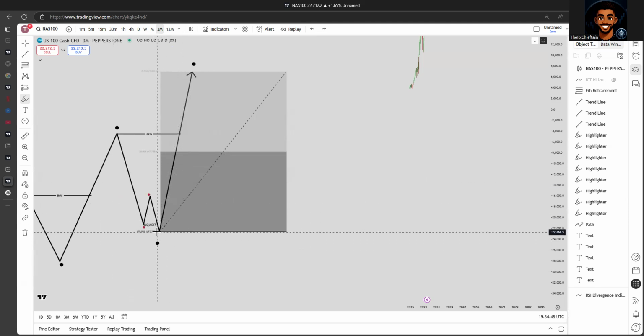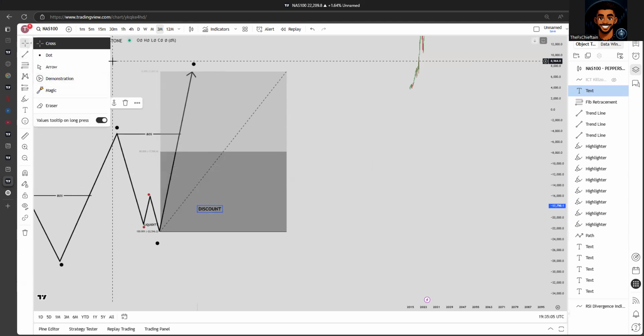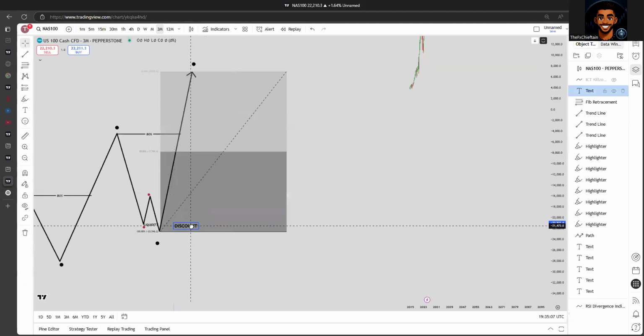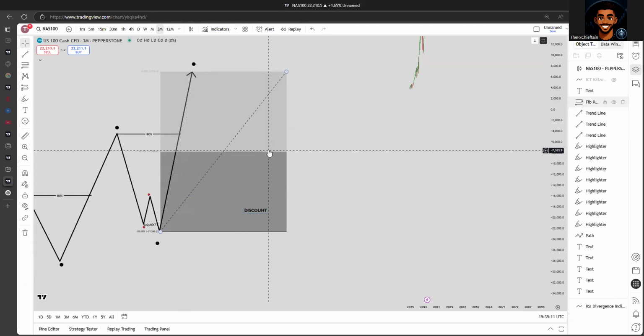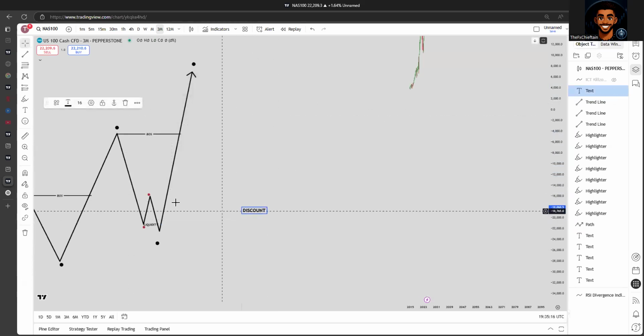And one of the best setups is when it's in a discount level. So we already understand this is in a discount level using our FIB. So let's write discount, right? We understand that this is in a discount level. So we're gonna have this guy right here. This is a discount level for price. And let's take this guy off, right? You already understand this is a discount level.